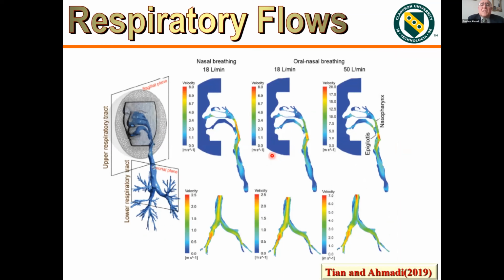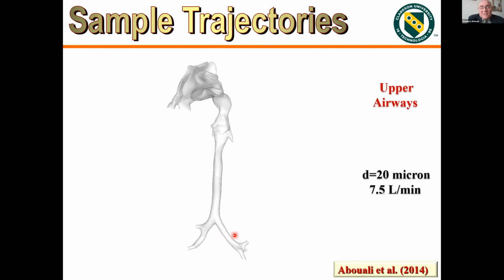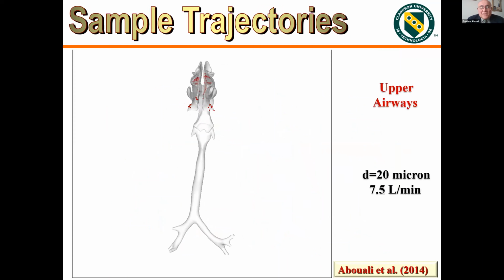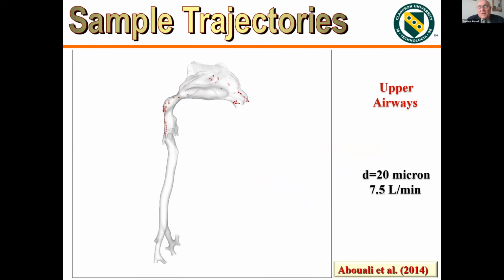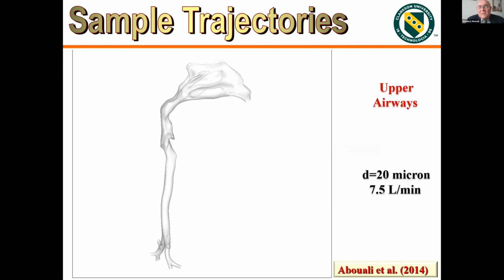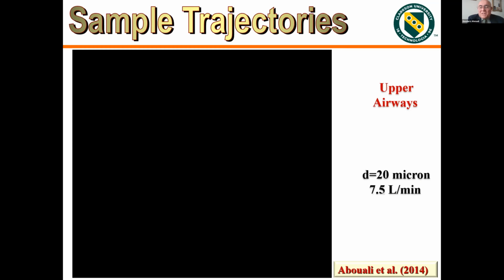This is a more recent paper that we have, flow through the nose and lung and through the bifurcation of the lung to an additional extent. This is another example. This is a 20 micron particle going through the nose and the entire passage. And the question is, where do they deposit?